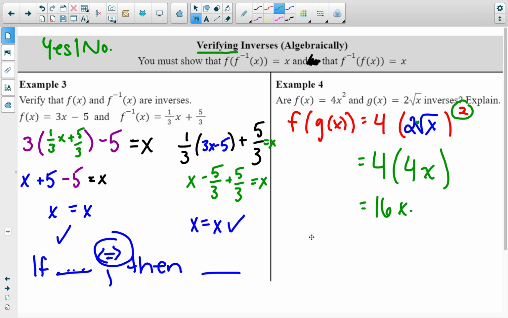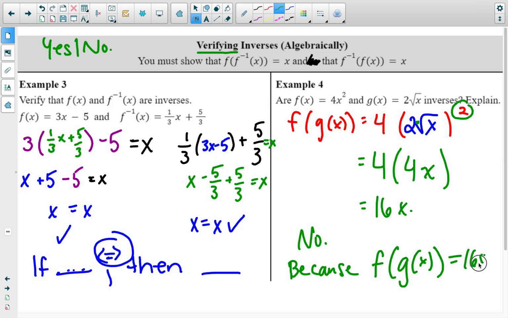Okay, are these inverses? No, because f of g of x equals 16x, it does not equal x. Okay, so they cannot be inverses.